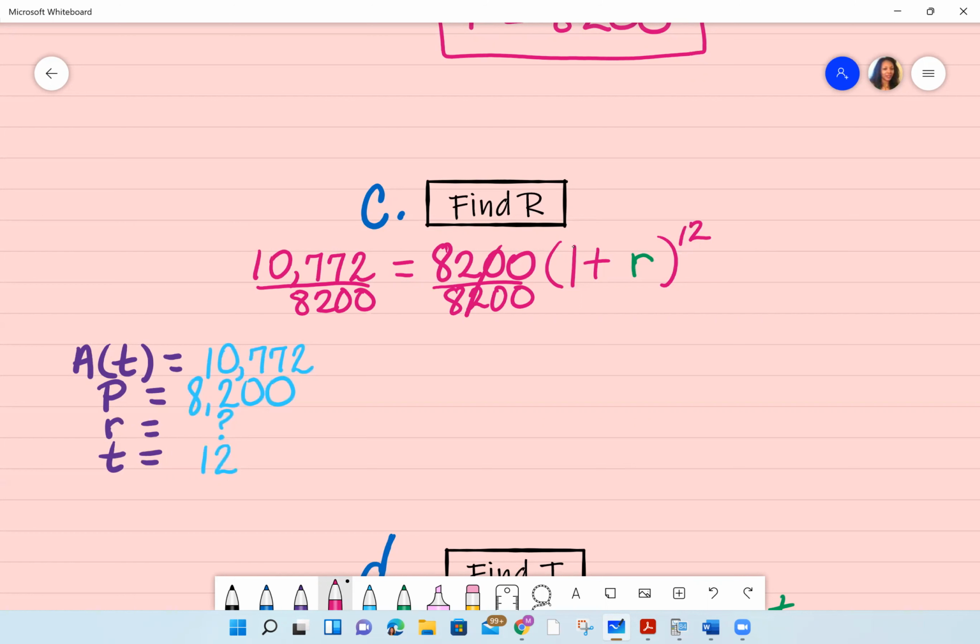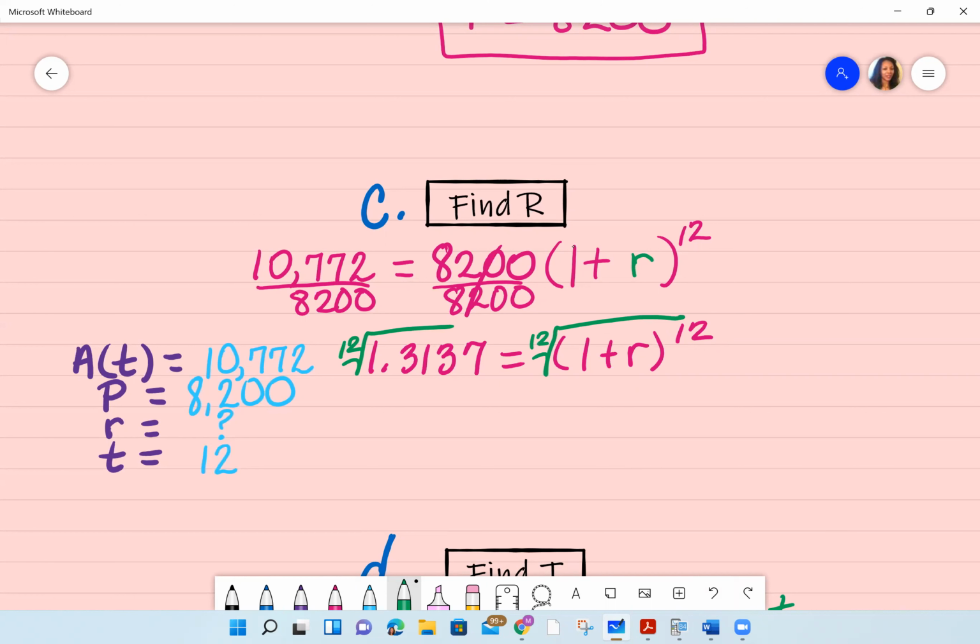And when I put in the 10,000 divided by 8,200, which we just did a few minutes ago, we ended up with 1.3137. And on this side, I have 1 plus r raised to the 12th power. So now what I want to do is get rid of this exponent. The inverse of getting rid of an exponent is going to be to take the root of it. So I'm going to take the 12th root of both sides, and that allows me to get rid of the 12th power over there.